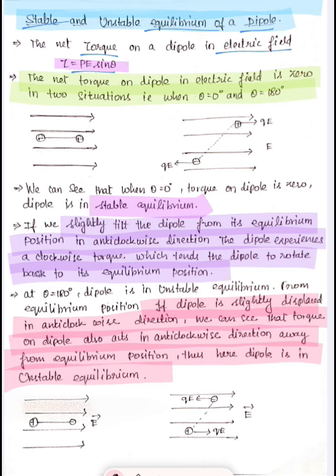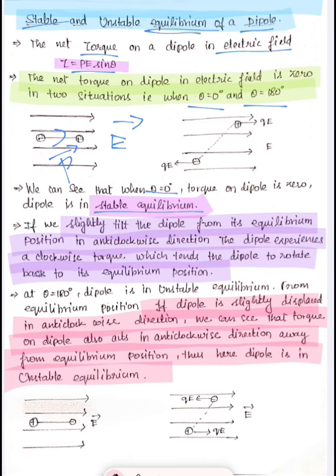sine theta. Theta is the angle between the dipole moment and the electric field. We know this torque is 0 when theta is equal to 0 degree and at 180 degree. At these two positions, the dipole is in equilibrium position. And at 0 degree, we know the dipole is perfectly aligned along the direction of the electric field, means the dipole moment is parallel to the electric field, so no torque acting on the dipole. In this case, the dipole is said to be in stable equilibrium position.